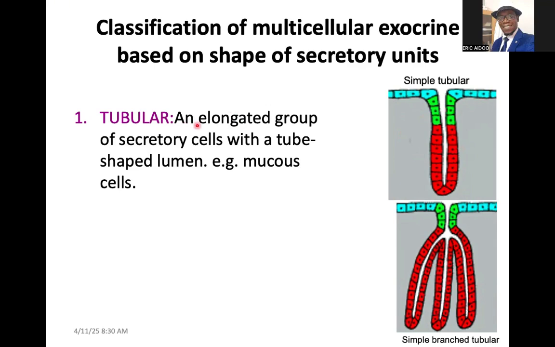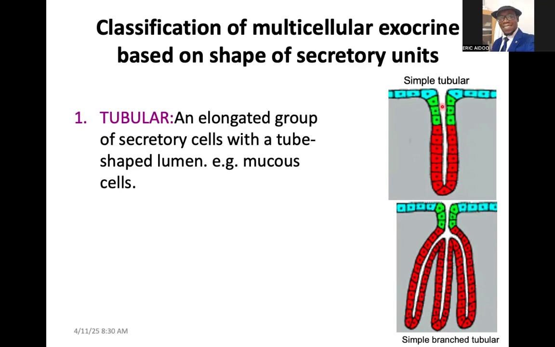Tubular, an elongated group of secretory cells with a tube-shaped lumen, for example, the mucous cells. This one is also tubular, but you can see that it has more than one tube. Okay, so we call it branched tubular. This is simple tubular. This is simple branched tubular. We use the term simple to denote the duct.